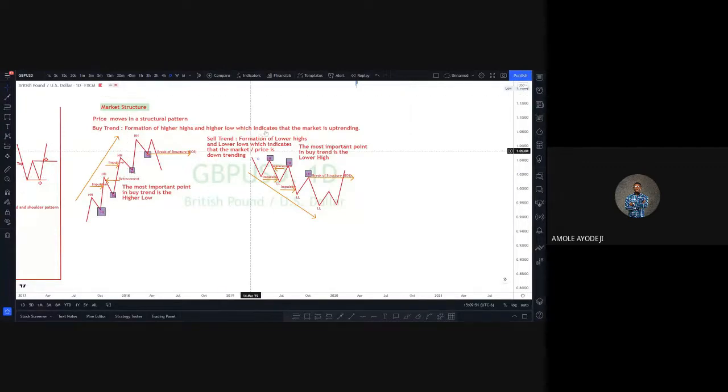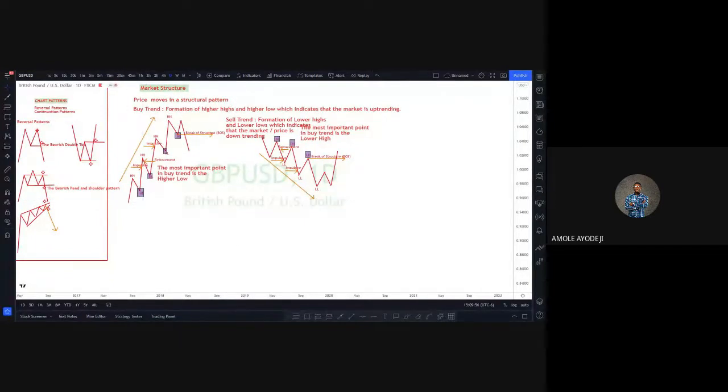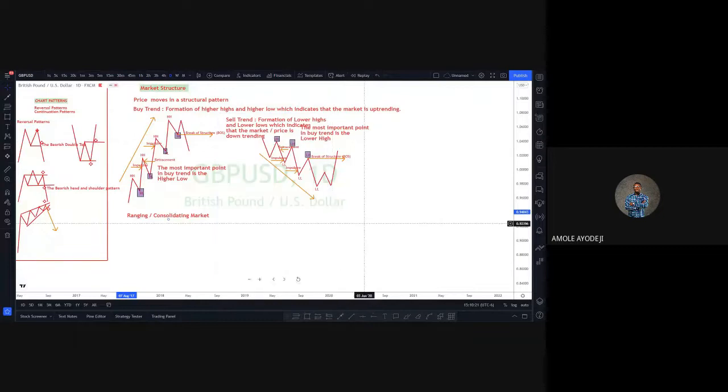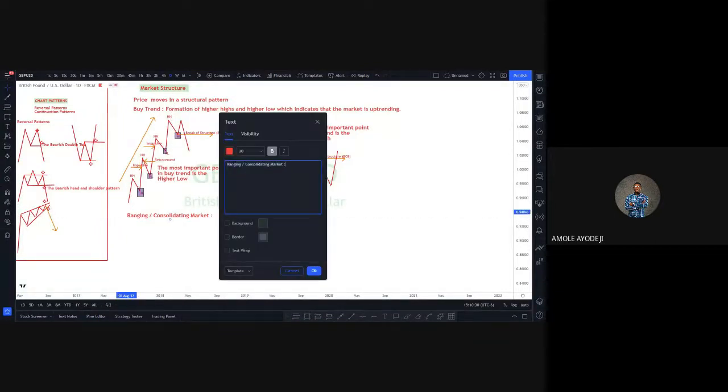Do you understand? And then the last one is the ranging or consolidating markets. What does a ranging or consolidating market mean? It's very simple. A ranging market moves in a horizontal direction.